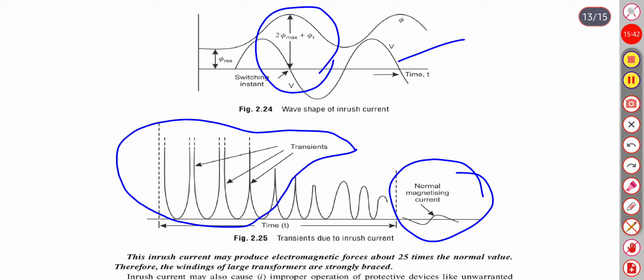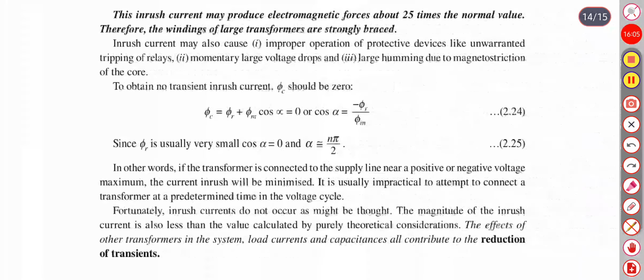This inrush current may produce electromagnetic forces about 25 times the normal value. Therefore, the windings of large transformers are strongly braced, meaning the windings are tightened well. Why?